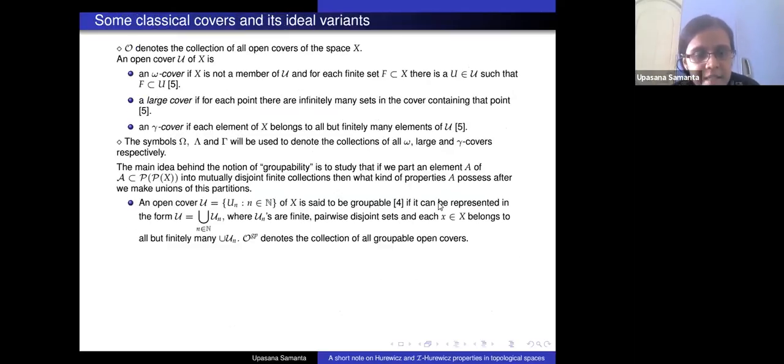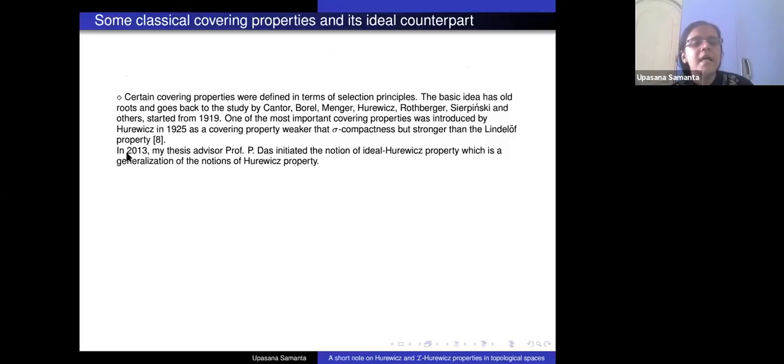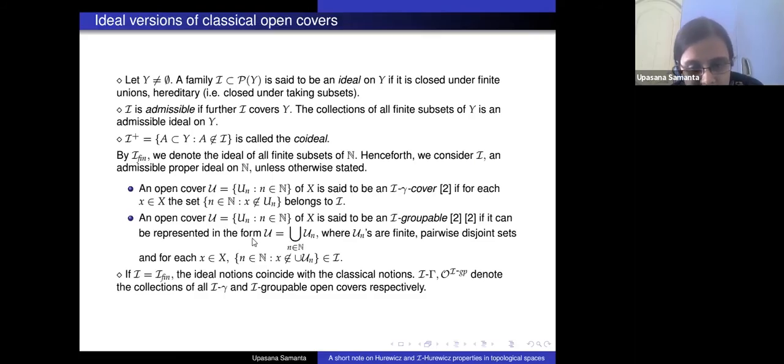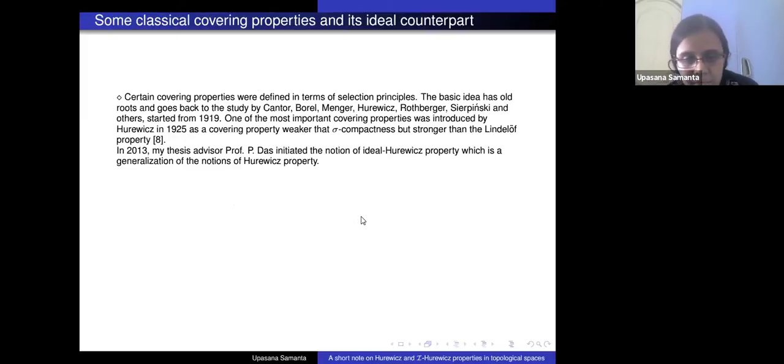And what about its ideal variant? In 2013, my thesis advisor, Professor P. Das, initiated the notion of the ideal Hurewicz property, which is a generalization of the Hurewicz property. A space is said to have the I-Hurewicz property if for each sequence of open covers U_n of X, there is a sequence V_n such that for each n, V_n is a finite subset of U_n, and this set is an I-gamma cover. That means this set satisfies these conditions.